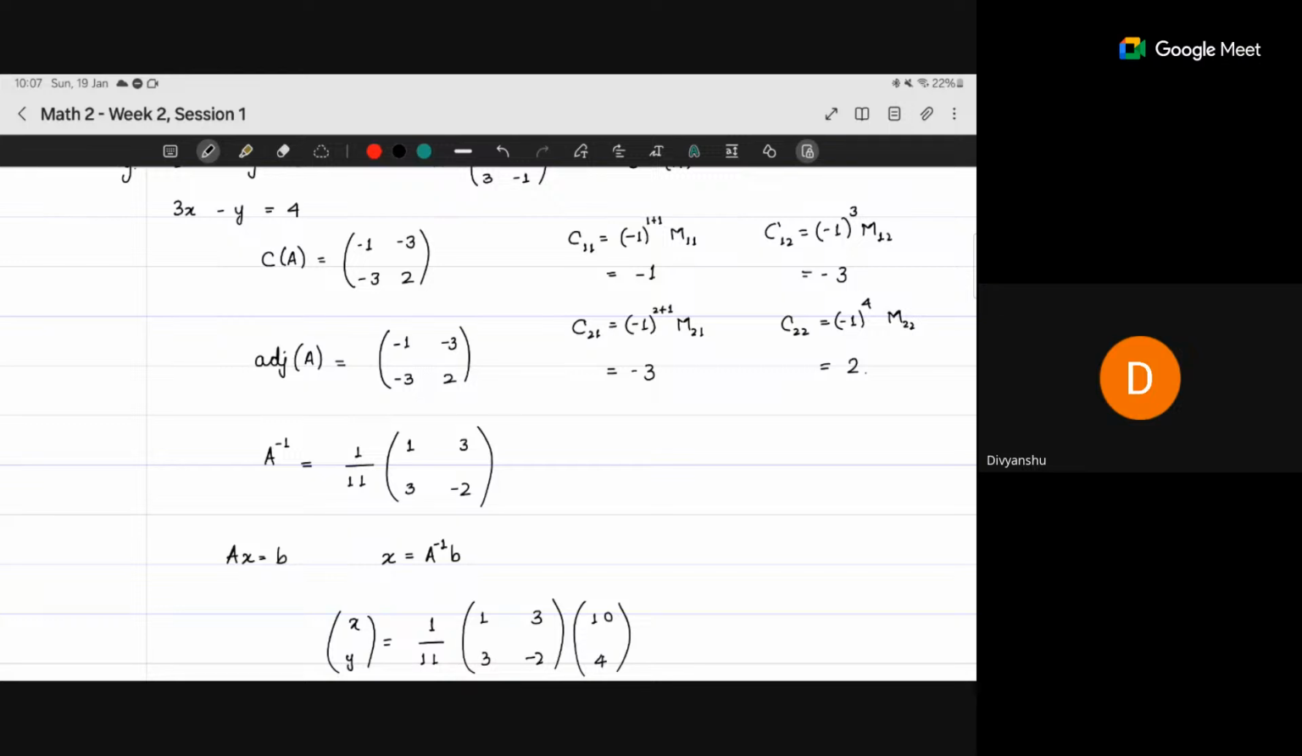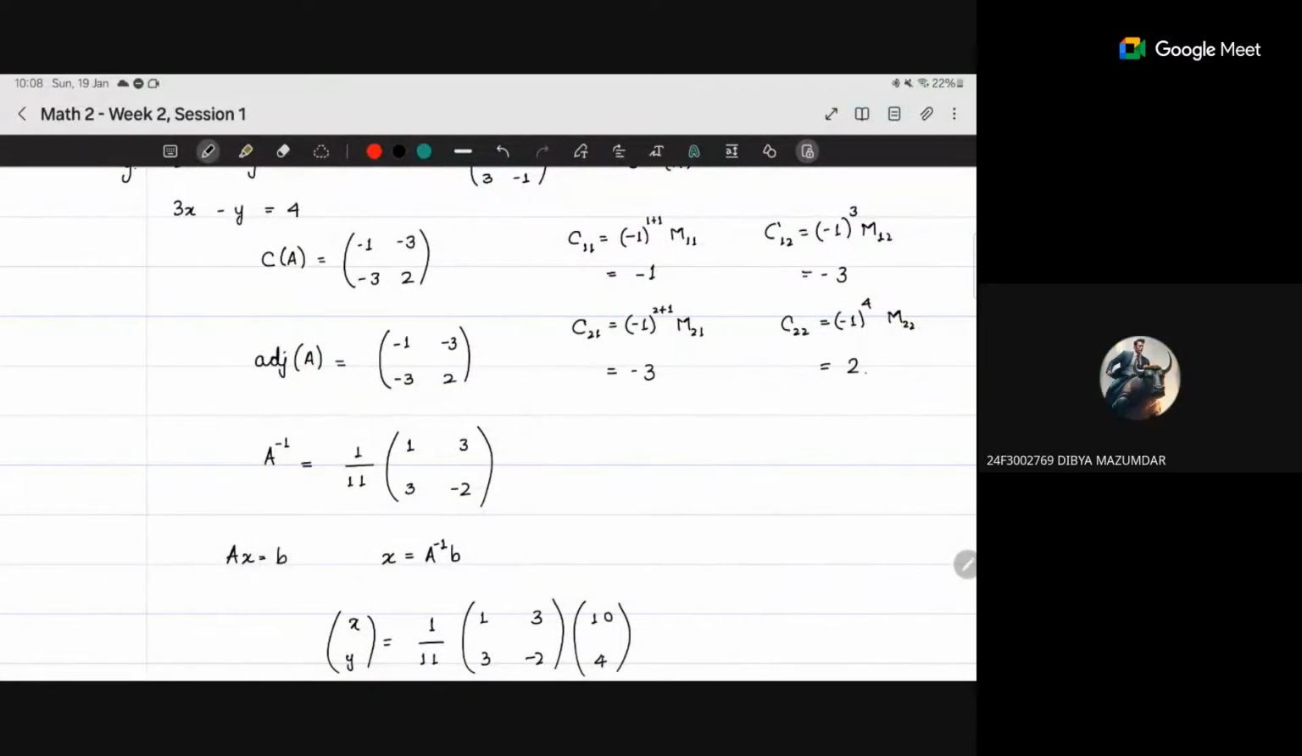Sir, can we also find the inverse by converting the A matrix into the identity matrix, applying the same row operations on the identity matrix? Yes, you can do that, but I don't think that's part of this course. As in, you take A and I and do row operations to make this I, and whatever comes over here is A inverse. That is another method, but I don't know if it is any easier or harder than this.